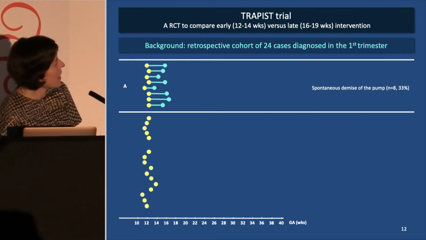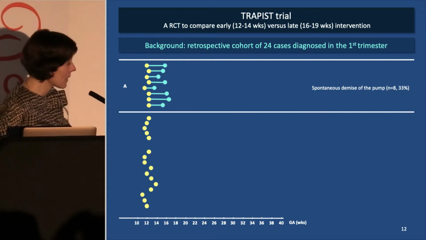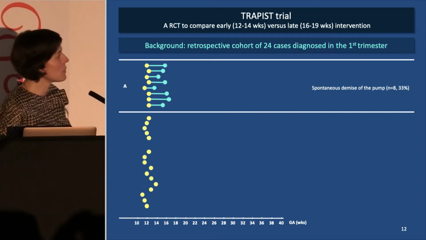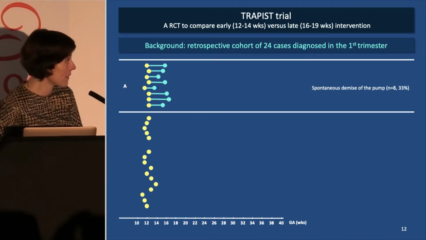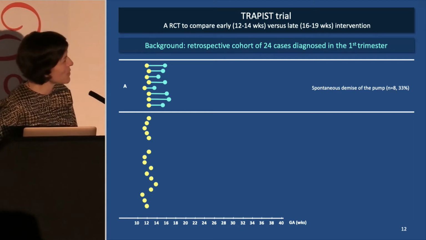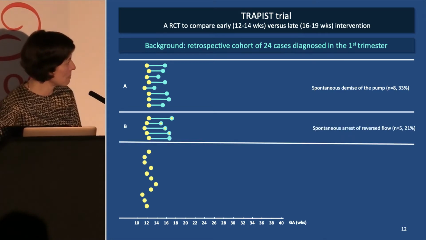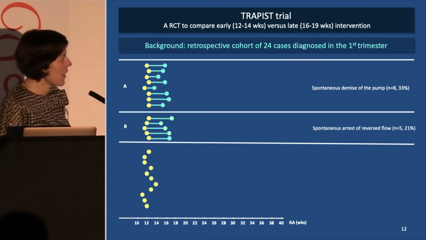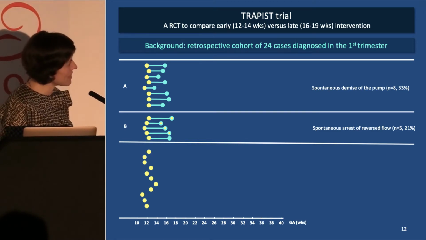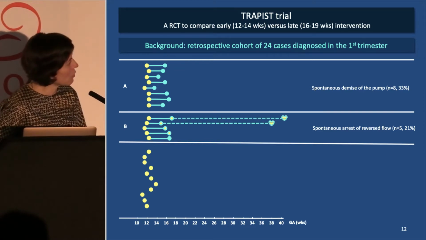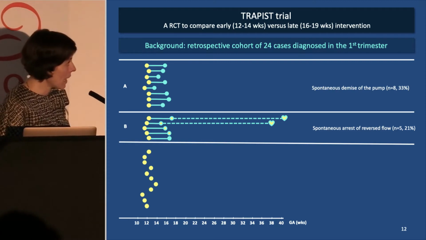And just to illustrate these, we collected the outcome of 24 cases in a series combined with King's College Hospital. And what we noticed is that when the patients were diagnosed with TRAP in the first trimester and came back at 16 weeks, in 1 in 3 cases, we diagnosed that the pump twin had died. So the reverse flow had stopped spontaneously, but unfortunately also the pump twin had passed away. And then in about 1 in 5 cases, there was spontaneous arrest of the reverse flow, but the pump twin was still alive. And then when we looked at the outcome, actually only 2 out of these 5 cases led to a term live birth.